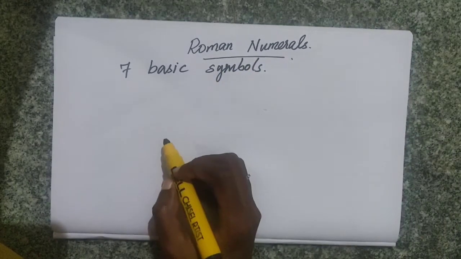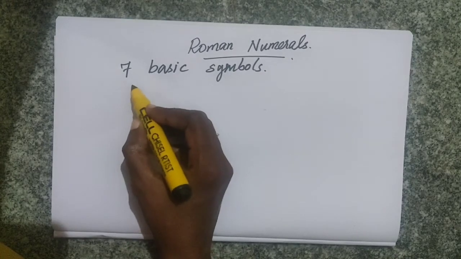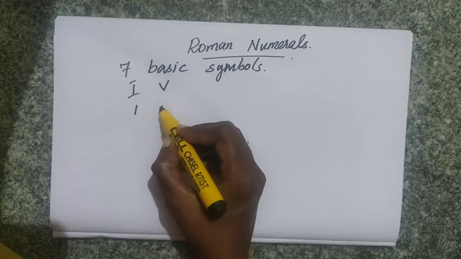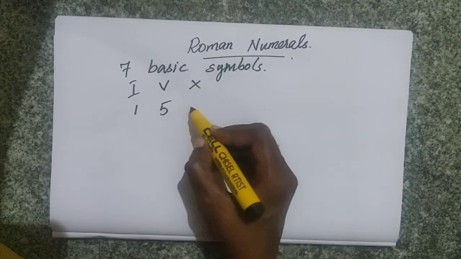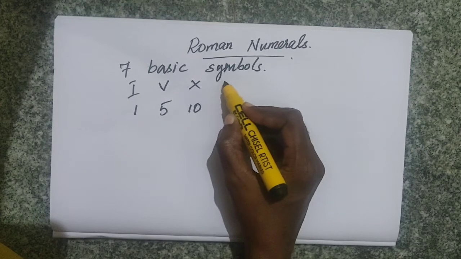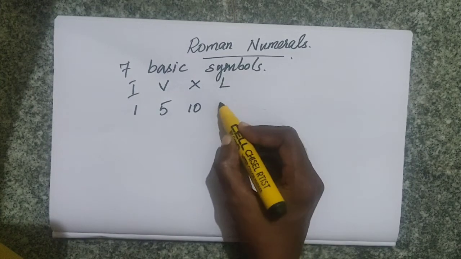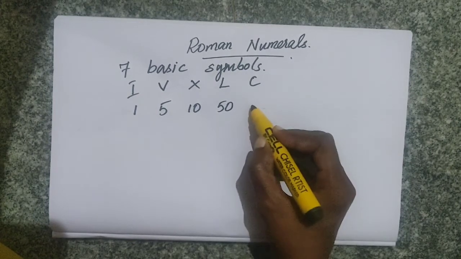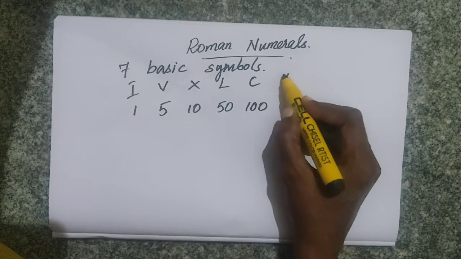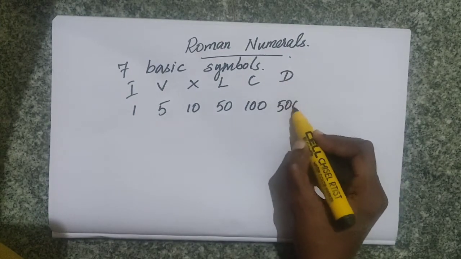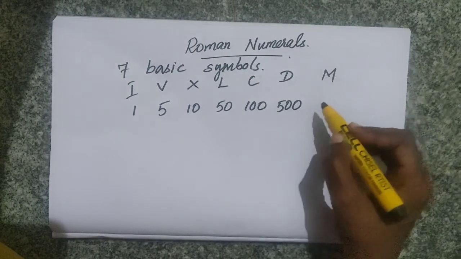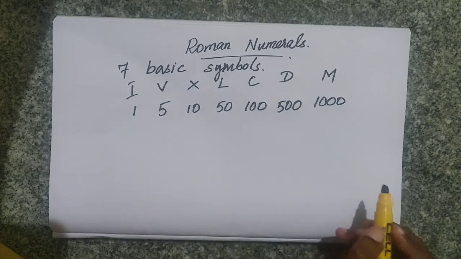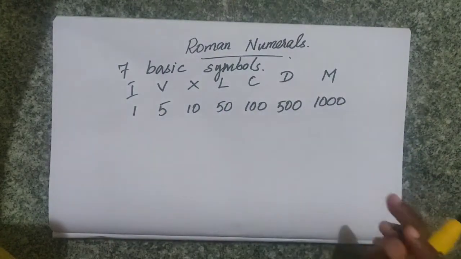Today, on the request of some of you, we are going to learn about the Roman numerals. Already you know the 7 basic symbols of Roman numerals. What are they? They are I for 1, V for 5, X for 10, L for 50, C for 100, D for 500, and M for 1000. So these are the 7 basic symbols of Roman numerals, and you must know them by heart.